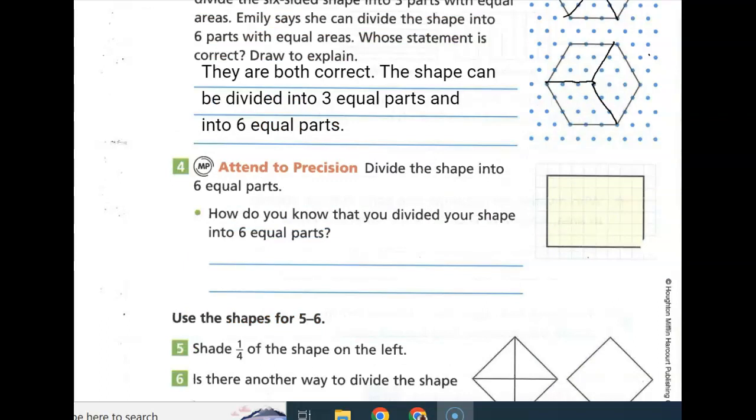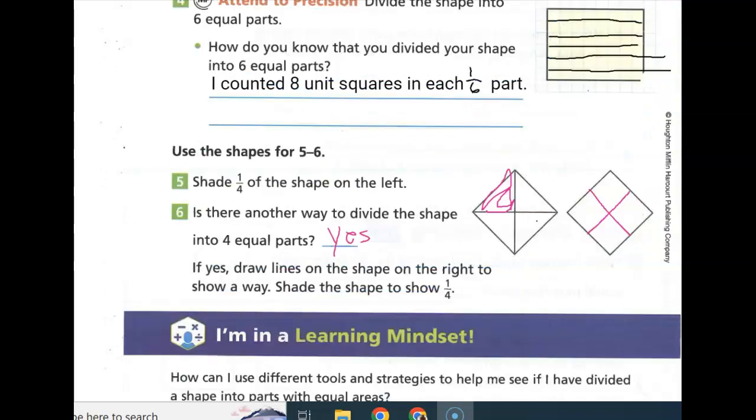Okay, if you are home, please try to do 4, 5, and 6 on your own and then come back to the video to see if you did them correctly. All right, so as you can see, here are your answers to 4, 5, and 6. Go ahead and check that and then move on to your homework.